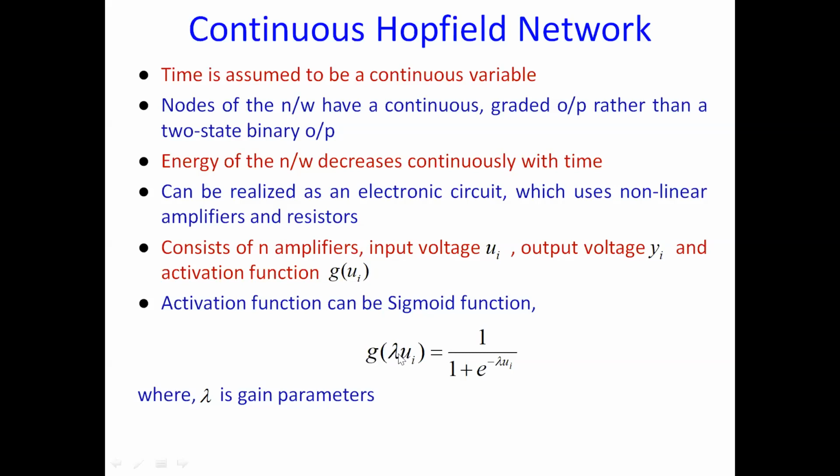This sigmoid function can be represented like this. Whenever we talk about the sigmoid function, we can have these gain parameters. And all these gain parameters are needed to utilize this continuous Hopfield network as an electronic circuit, where we have all these electronic parameters.